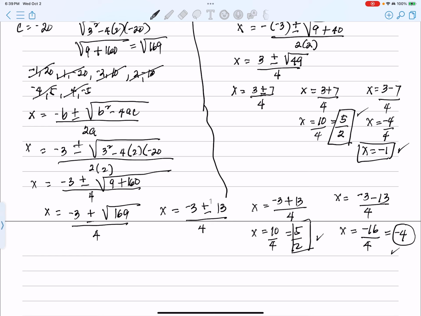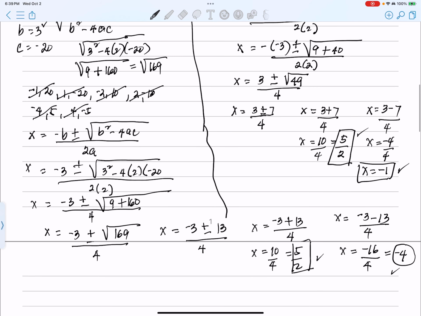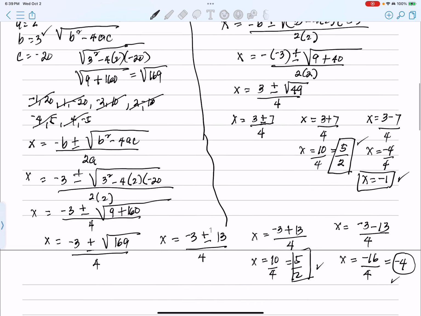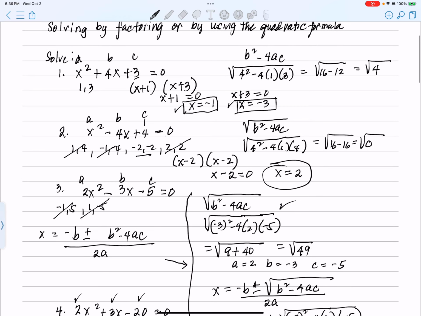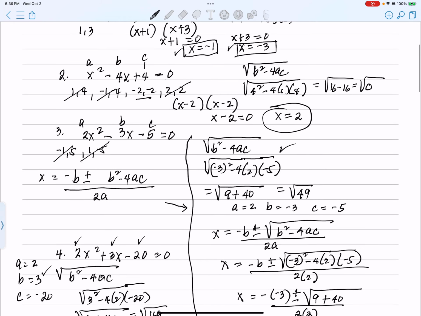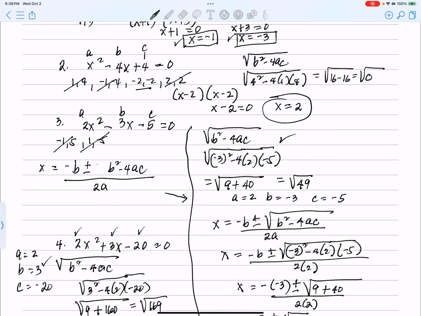And that is how we should think and know when to use the quadratic formula and when to use factoring in the simple way. Okay? Did I put the quadratic formula at the top? Right here. This is the square root of b squared minus 4ac. All right, that's the quadratic formula.